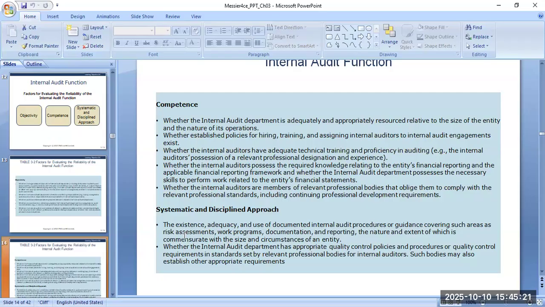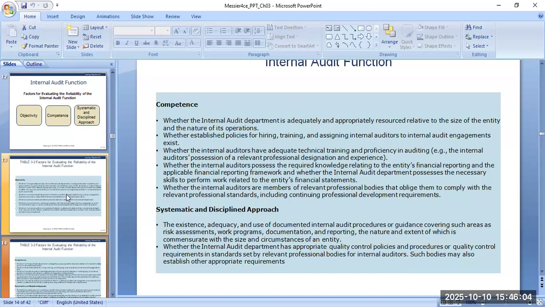The existence, adequacy, and use of documented internal audit procedures or guidance covering such areas as risk assessment, work programs, documentation, reporting, the nature and extent of which is commensurate with the size and circumstances of the entity, and whether the internal audit department has appropriate quality control policies and procedures or quality control requirements in standards set by the relevant professional body of the internal auditors.